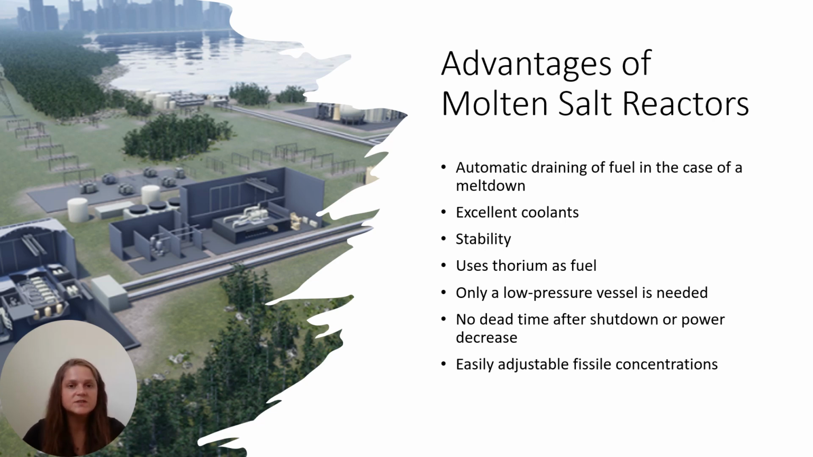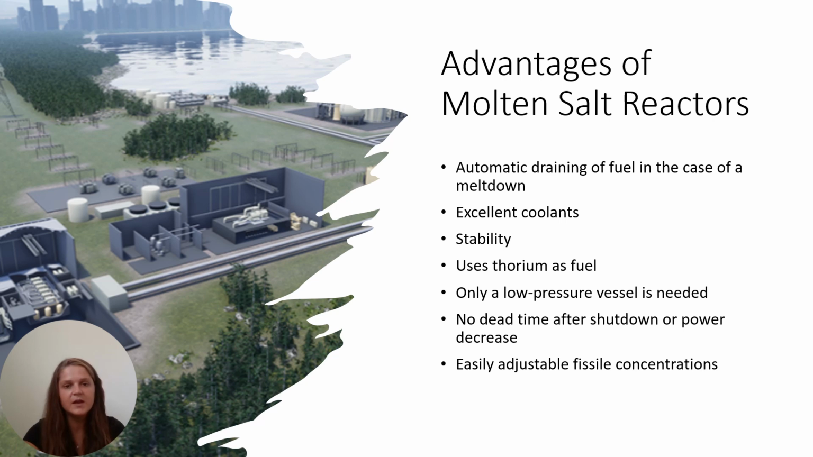There are many advantages to the molten salt reactors, and we're going to start with fuel. Because their fuel is fluid, molten salt, it can be automatically drained into a passively cooled, critically safe dump tank where fission immediately stops in the event of a meltdown. They are excellent coolants with 25% higher volumetric heat capacity than pressurized water and 5 times that of liquid sodium, which we'll talk about later. This results in more compact primary loop components like pumps and heat exchangers.